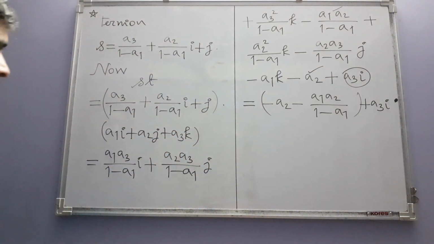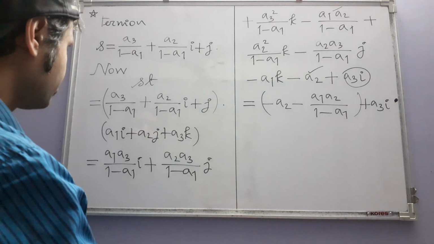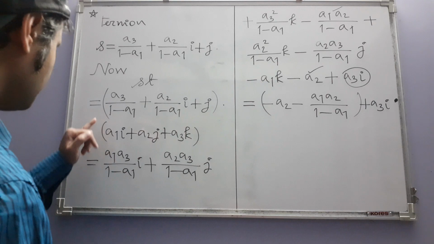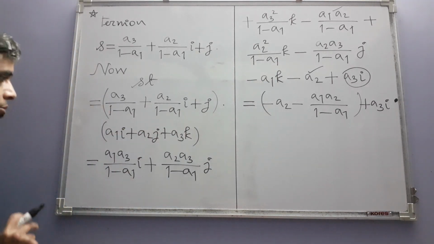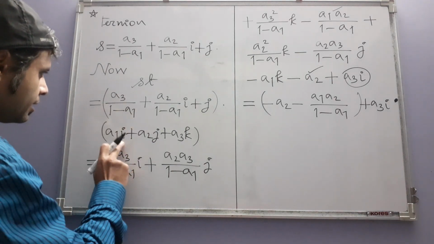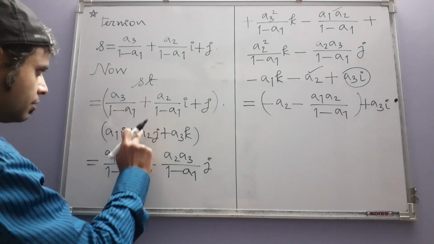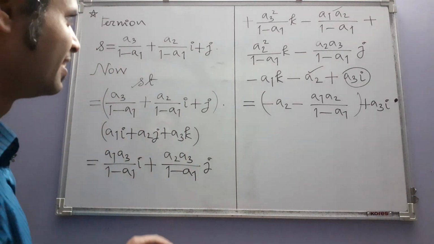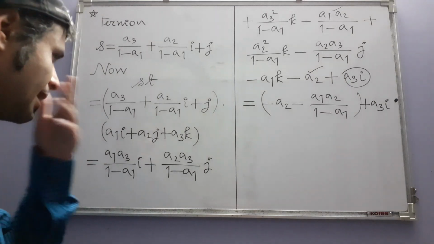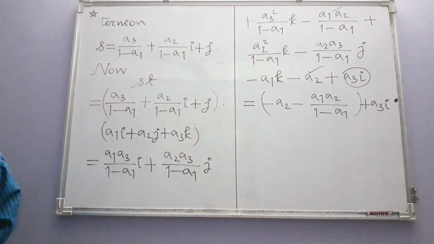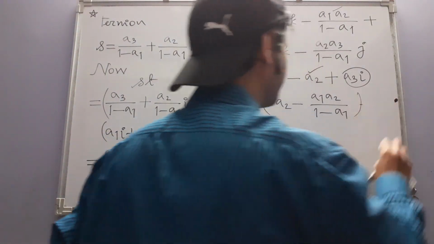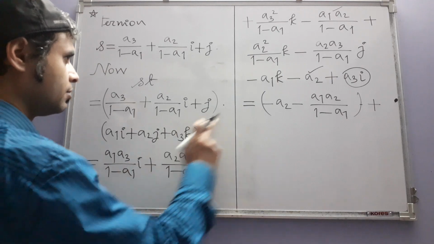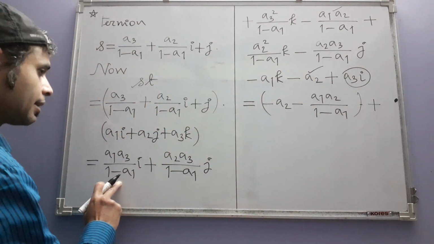I think something has gone wrong, no? Either I have considered this S itself, this S does not work, or I have made some mistake here. Let me just simply see once more. a1 a3 by 1 minus a1 i, okay. a2 a3 by 1 minus a1 j. Oh, okay. I forgot that I have these things here. See, that's why I thought that I have only one i here. How foolish. Plus, we not only have one i here but an i here also. Yeah, now it seems okay.